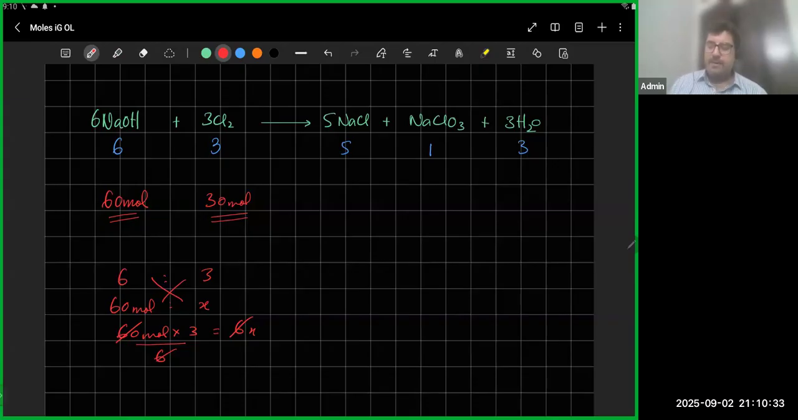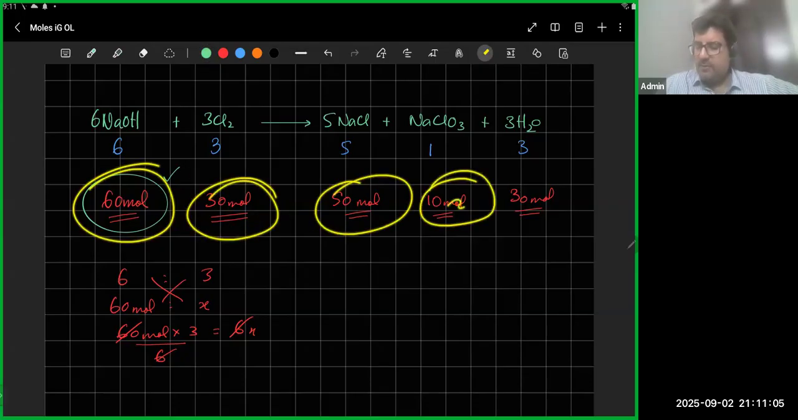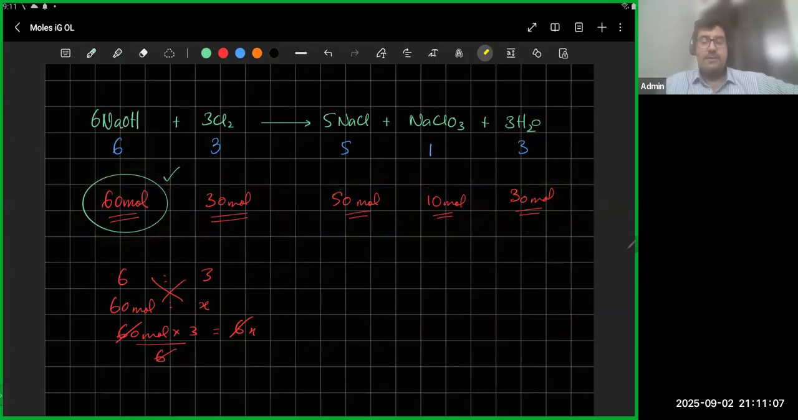Okay. So what amount of NaCl would be produced? That's going to be 50 moles, right? And what amount of NaClO3 would be produced? That's going to be 10 moles. And what amount of water would be produced? That's going to be 30 moles. Okay, so the point is that if you know the actual quantity that's being used of any one of the reactants, then using that, you're able to figure out what is the quantity of the other reactants or products that are formed.